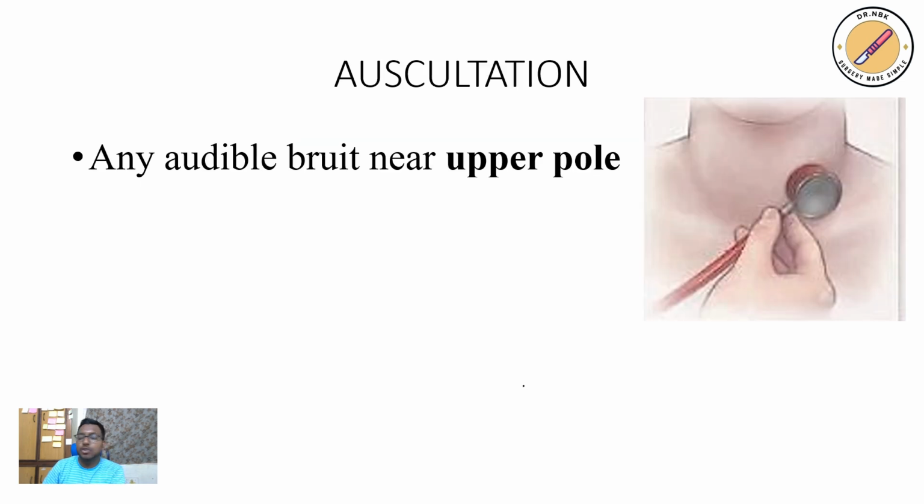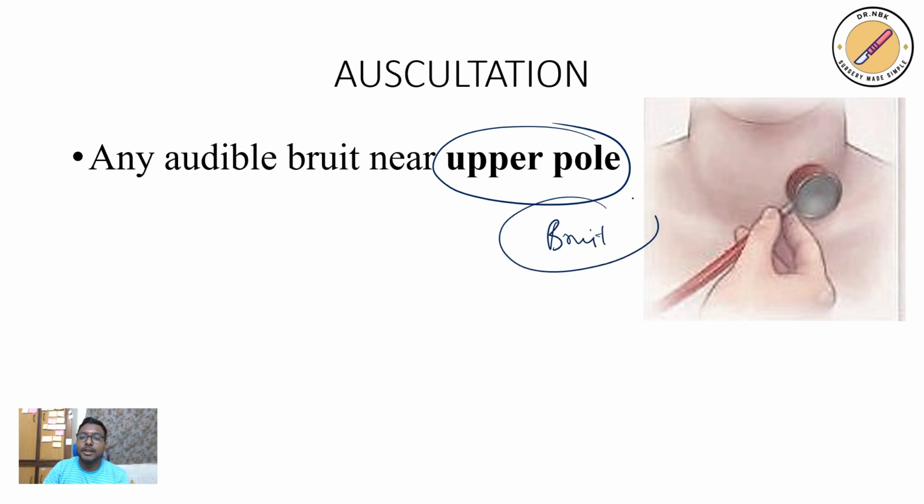Okay, right. Now coming to auscultation, I have explained this point when we discussed anatomy. At the superior pole of the swelling, you will examine for a bruit with the help of the bell of the stethoscope. Why only the superior pole? Why not the inferior pole? Please go and watch the first video on thyroid swelling, where I have explained the reasons why we need to check at the superior pole of the thyroid swelling.